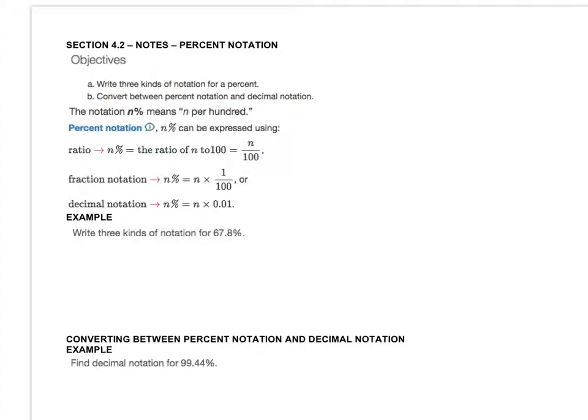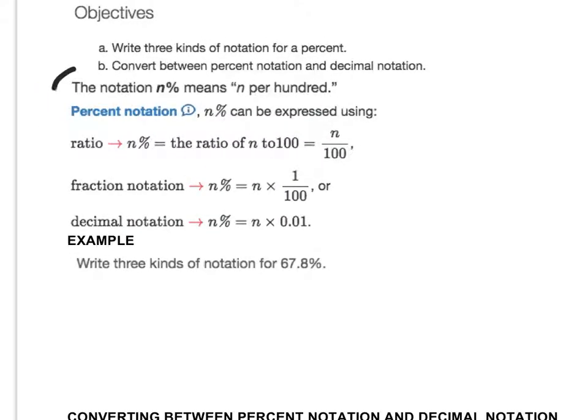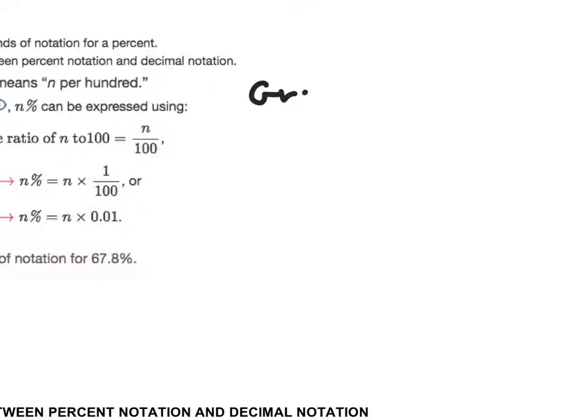All right. So this part right here is just a general definition for what percent notation means. When we have percents, that means n per 100. Think about your grade. If you think about your grade in this class, let's say that you have an 83%. Typically that's calculated by taking 83 out of 100. And that's the idea.